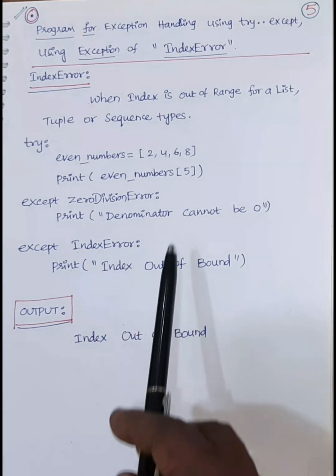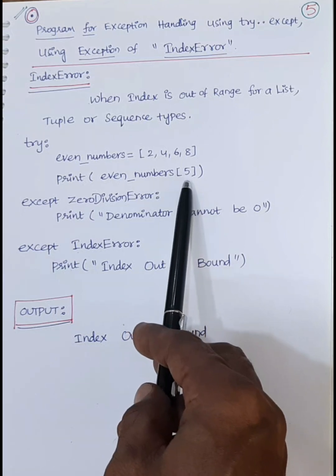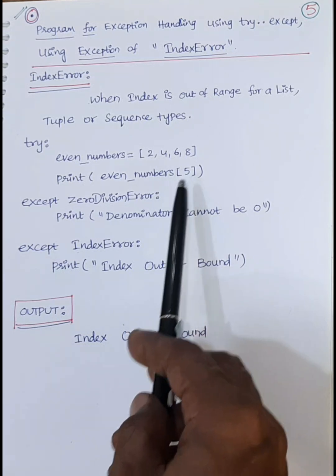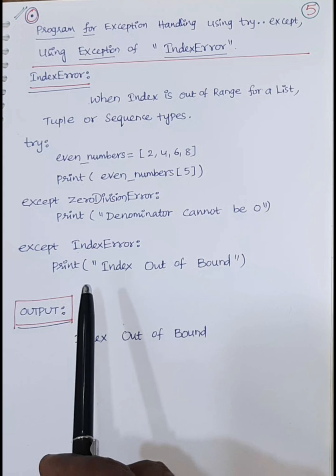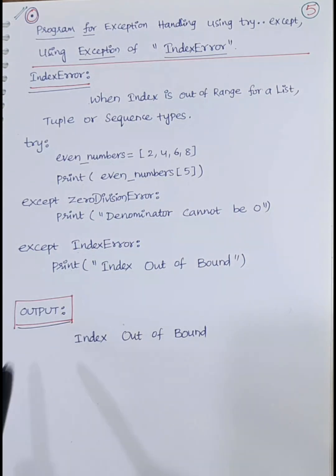Now here I'm asking for an index out of the boundary, so we will get the error. To overcome that problem, to not stop the execution of the program, here I'm going to use IndexError. My exception is IndexError. So the output is print: index out of bound. What am I asking? The fifth index. That fifth index value is not there in my list even_numbers, so there is a chance to get an error, that is index out of bound.